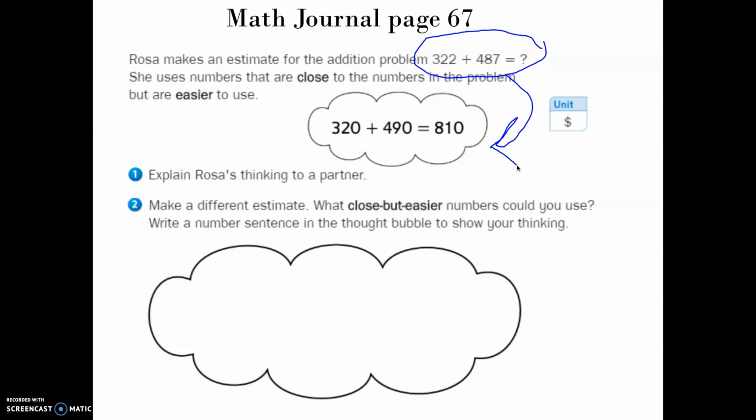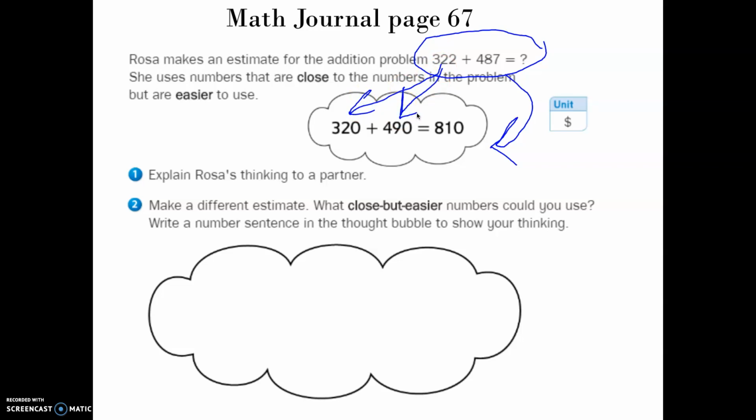You know what? Yep, this is right. I'm sorry, Mrs. Flory, I thought we were on the wrong page. So 320 is closer to 322. 487 is closer to 490. So her estimations are absolutely correct.